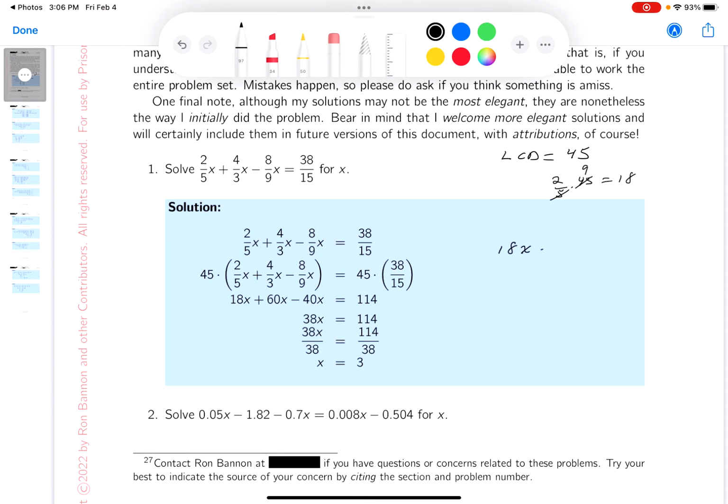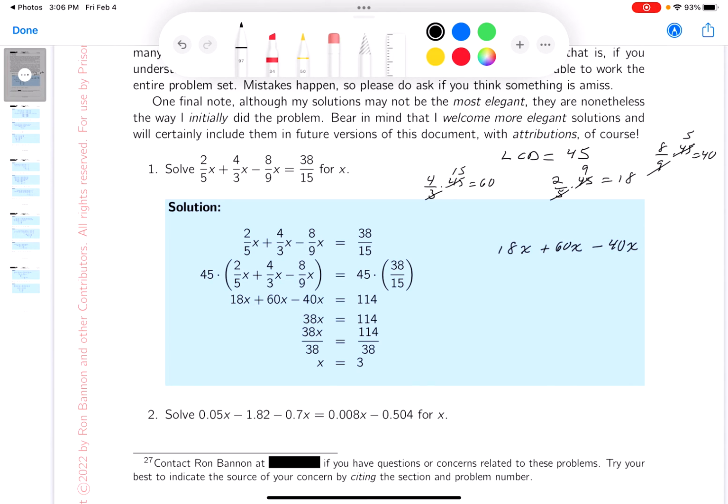Let's go to the next term, plus, and I'll tell you what I'm doing, 4/3 times 45. And 3 goes into 3 once, goes into 45 15 times. And 4 times 15 is going to be 60. Fairly simple. Right, what's the next term going to be? Minus, well, it's 8/9 times 45. 9 goes into 9 once, goes into 45 5 times, and 5 times 8 is 40. Again, if you can do this in your head, I would strongly recommend you do it in your head.